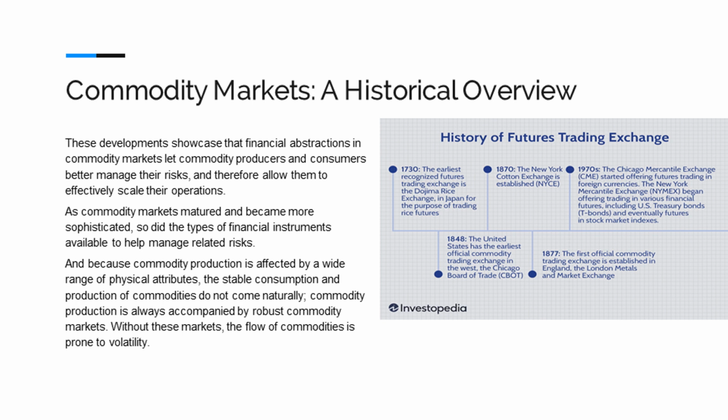And because commodity production is affected by a wide range of physical attributes, the stable consumption and production of commodities do not come naturally. Commodity production is always accompanied by robust commodity markets. Without these markets, the flow of commodities is prone to volatility.